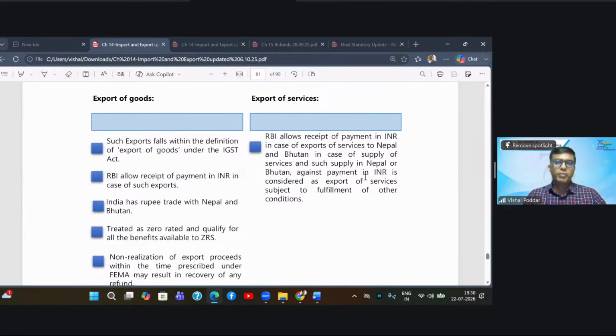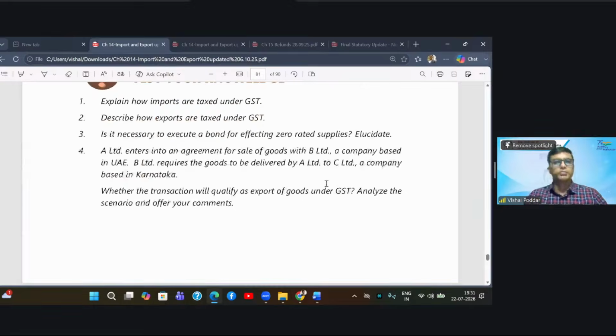So even though, if you remember, students, within the definition of export of service, there was a specific condition that money should be received in foreign currency. But for this particular case, that is where you are exporting service to Nepal, Bhutan, even receiving the money in Indian currency will be deemed to have fulfilled this condition of receiving payment in foreign currency, right?